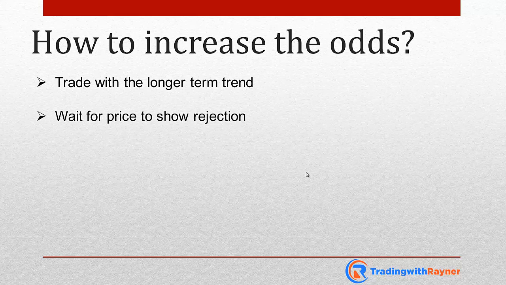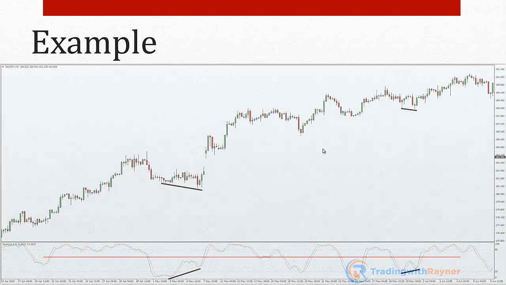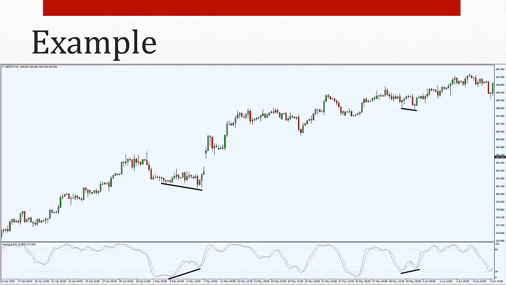Number two, what you can do is to wait for price to show rejection, right? These two factors added up together will help you increase the odds of your divergence working out as well. So let me show you an example. In this chart, this is the chart of the pound yen. This is the 4-hour chart. And clearly you can agree with me, the trend is up. It's an uptrend.